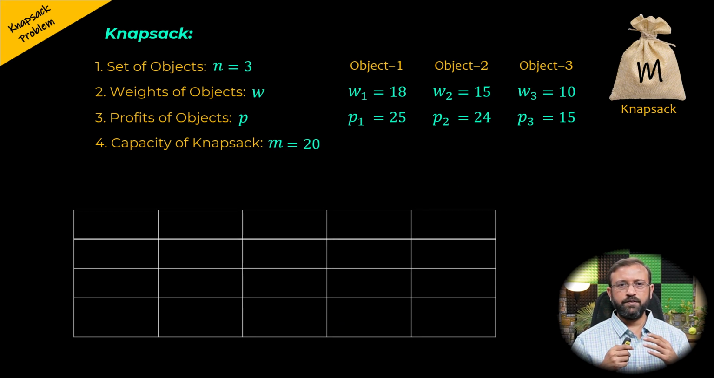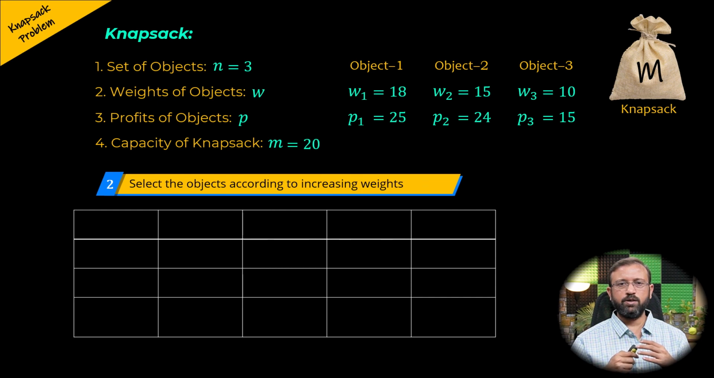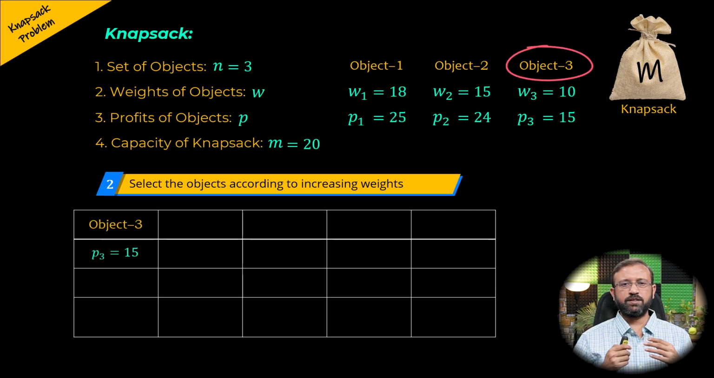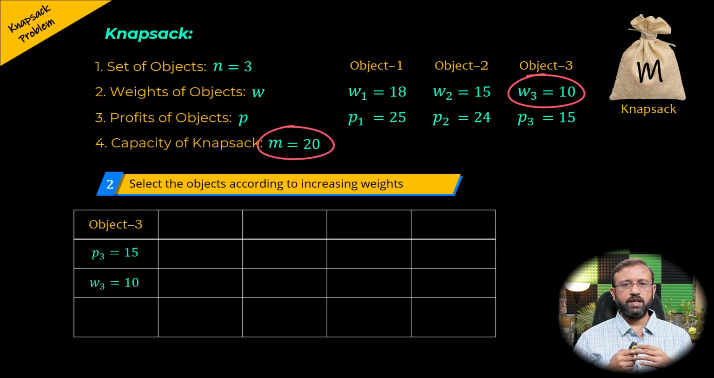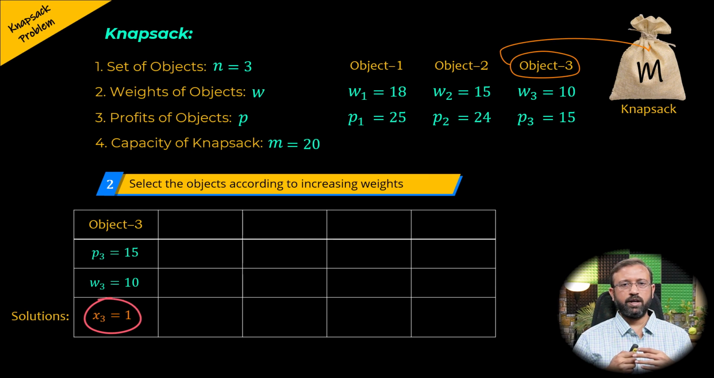That is, we will pick the objects according to increasing weights, such that we can pick as many objects as possible. Therefore, we will select object 3, which has the least weight. The weight W3 of object 3 is 10, and the capacity M of the knapsack is 20. Therefore, the knapsack can be filled with object 3, and the solution x3 will be 1, since the knapsack is filled with whole of object 3.